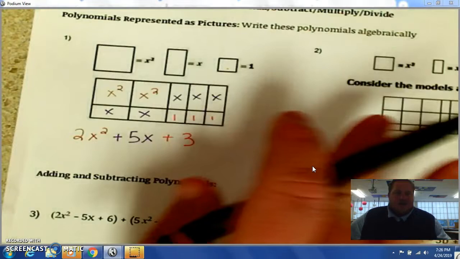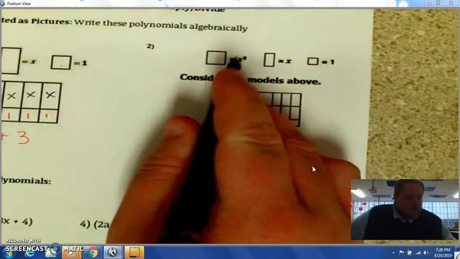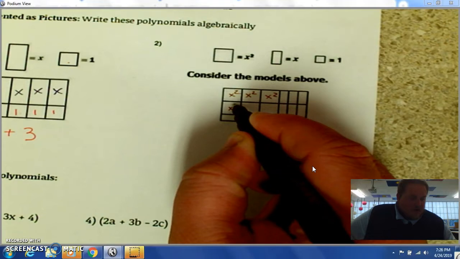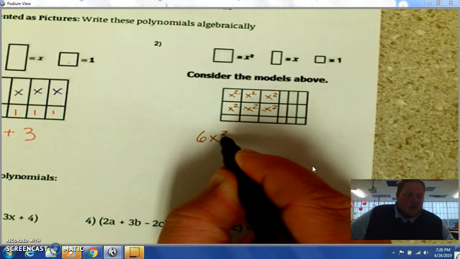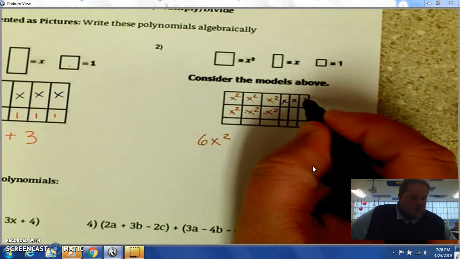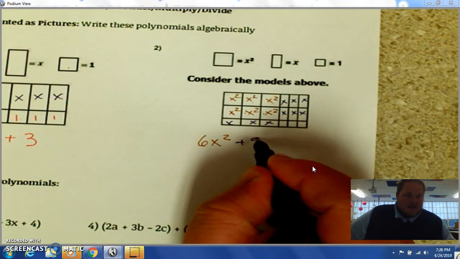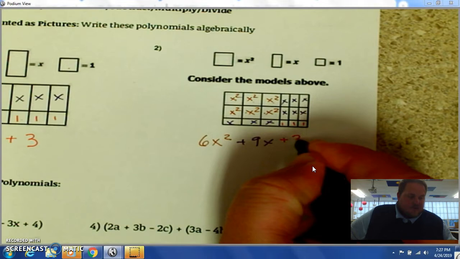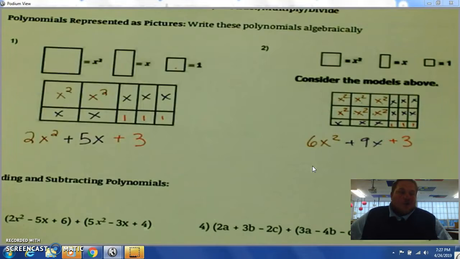Okay, let's look at the second one. So these squares represent x squared. So we have x squared there, so we have 1, 2, 3, 4, 5, 6. So 6x squared. Then these thin rectangles represent x. So we have 1, 2, 3, 4, 5, 6, 7, 8, 9. So plus 9x. And then these little boxes represent 1. So plus 3. Okay. Again, they just want you to be able to visualize algebra tiles, that's what they call those, into polynomial expressions written algebraically.